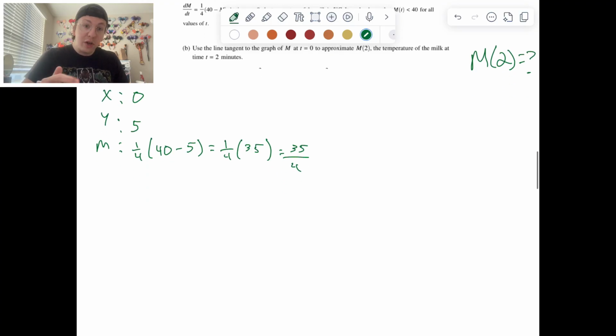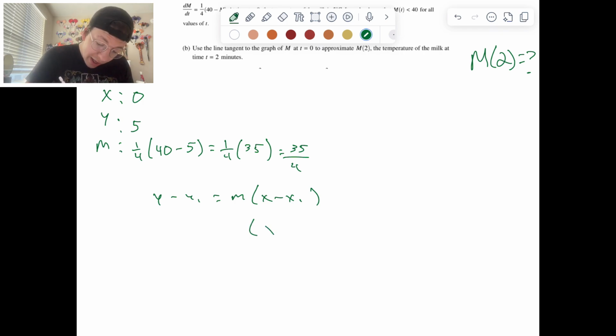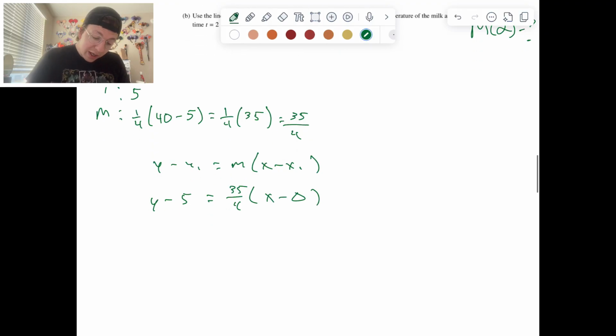Now, let's create this tangent line. So that will be y minus y1 is equal to m times x minus x1. That is our point slope formula for a line. Let's plug in what we know. Our x is going to be 0, so we're going to have x minus 0. Our slope is 35 over 4, and that's equivalent to y minus 5. Let's simplify and move that 5 over, so we have y is equal to 35 over 4 times x plus 5.